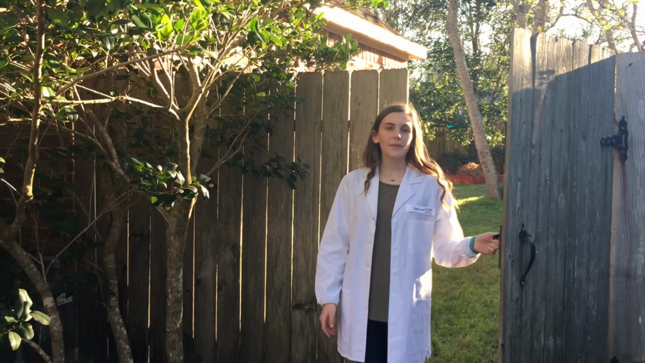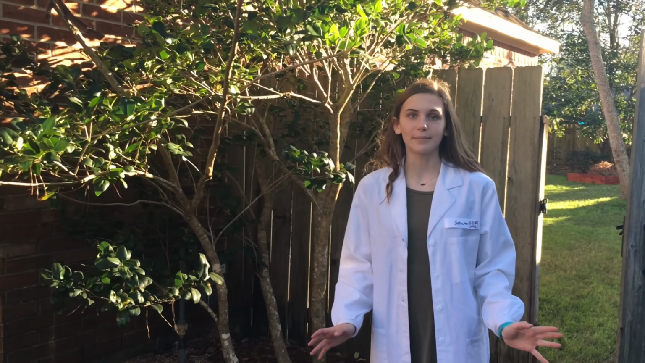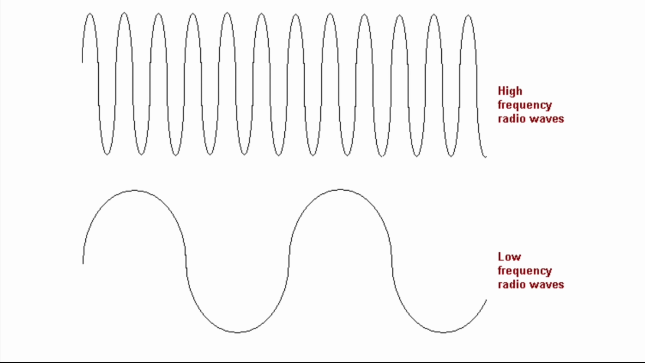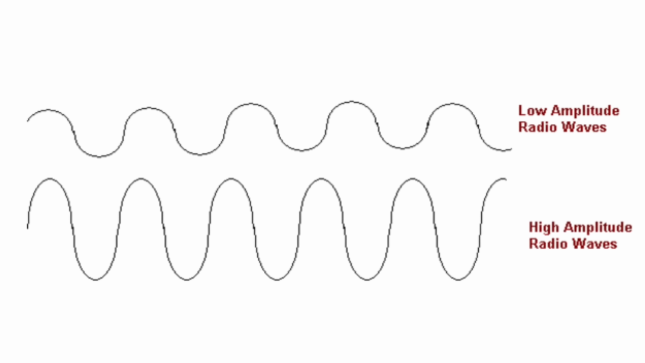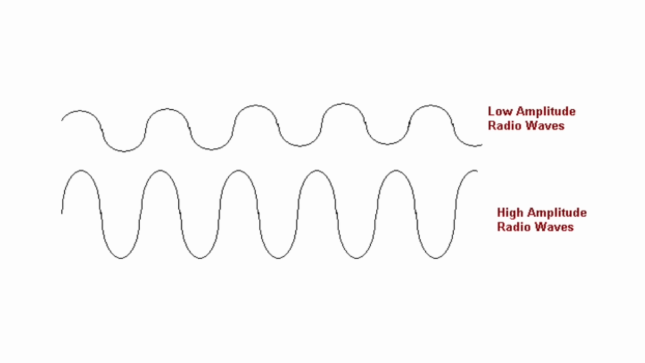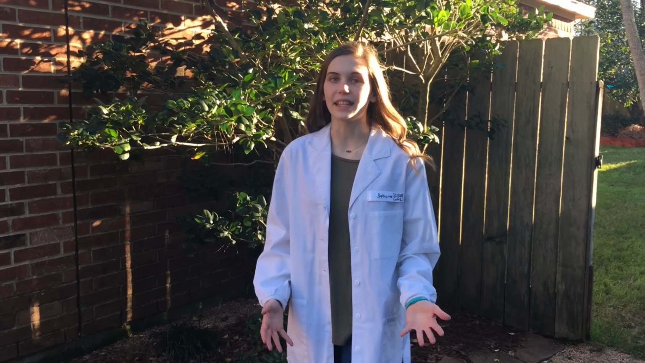But how exactly do we broadcast and receive these signals? Radio waves maintain their frequency and amplitude at all times. As I said before, frequency is defined as the rate at which waves occur. Amplitude is defined as the height of these radio waves. Because radio waves will maintain their frequency and amplitude, certain patterns can be embedded in the waves through variations in frequency or amplitude.